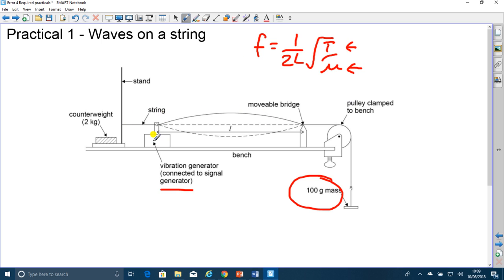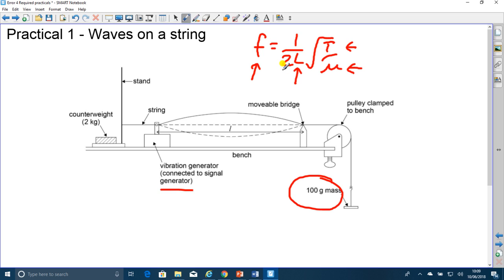we get this pattern here, where the distance between the nodes is like half a wavelength. Okay. Now, when you've done this experiment in school, you will have changed L and then changed the signal generator to find F. So you would have been able to find the relationship between F and 1 over L. You'd be able to draw that graph.